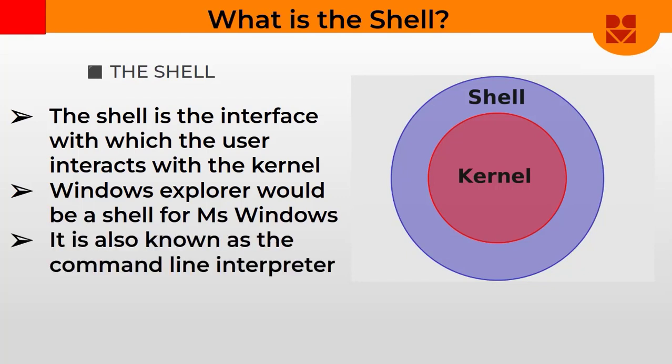So basically, the shell enables us to interact with the kernel. It is also known as a command line interpreter. The shell interprets the commands that are given to it, the commands that we pass to the kernel. The shell interprets them and makes the kernel understand what we intend to do. So basically, that's what the shell is.